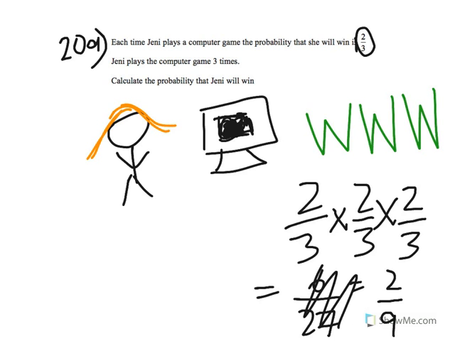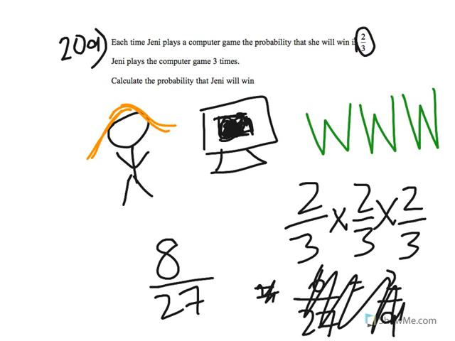Oh, I'm so sorry, I made one of my silly mistakes again. 2 times 2 times 2 is 8, it's not 6. So it's 8 divided by 27. That's your actual probability. Sorry.